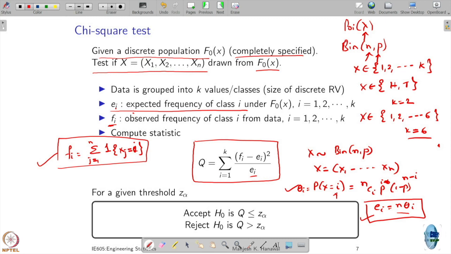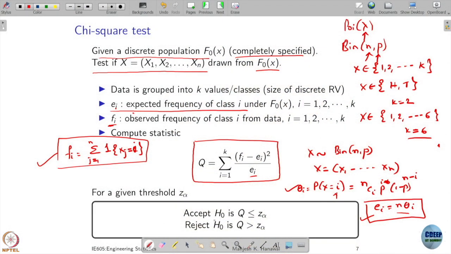Now naturally, if this difference is too large, it is an indication that my observed sample is not following the null hypothesis. On the other hand, if this summed difference is small, it is an indication that my observed samples are following my null hypothesis distribution. So based on this statistic, one can make a decision whether to accept or reject the null hypothesis.